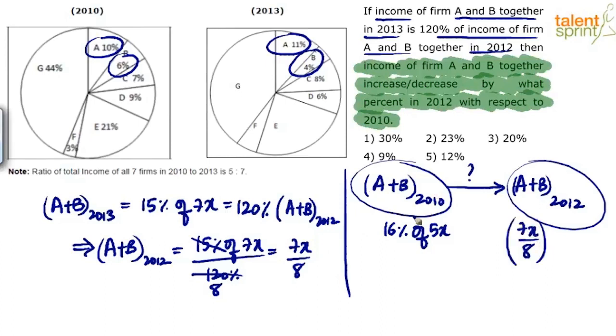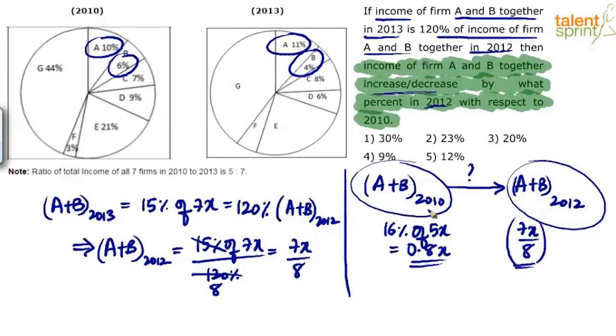And A and B together in 2010 very clearly is 16% of 5x. By the way, 16% of 5x is how much? 0.8, right? Sorry, not percent, 0.8. 16% of 5 is 0.8, right? So 0.8x. So A and B in 2010 is 0.8x. A and B in 2012 is 7 by 8x or 7x by 8. We have to find out the percentage difference. Basically, income of A and B together in 2012 is how much more or less compared to 2010.